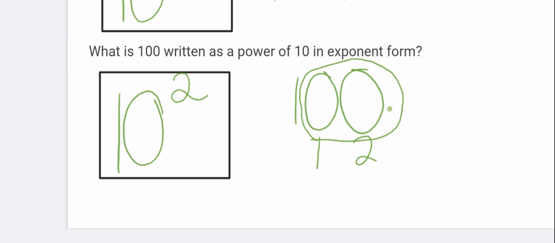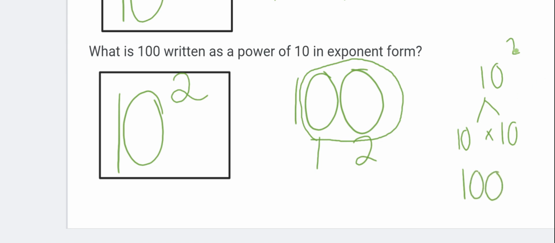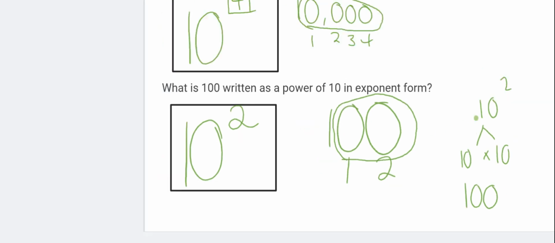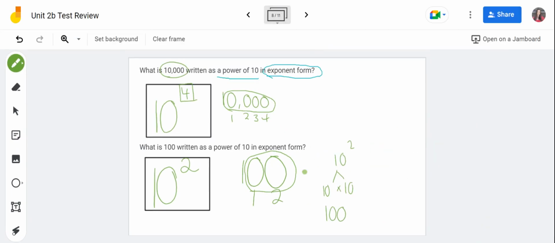And if I wanted to double check my answer, 10 to the second means that I would use 10 2 times. So I would do 10 times 10. I know 1 times 1 is 1, and I would add 2 zeros. So that exponent actually tells us how many zeros there are, as well as how many factors or how many times you are going to use the base 10.